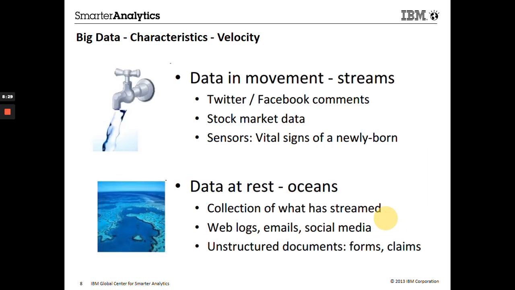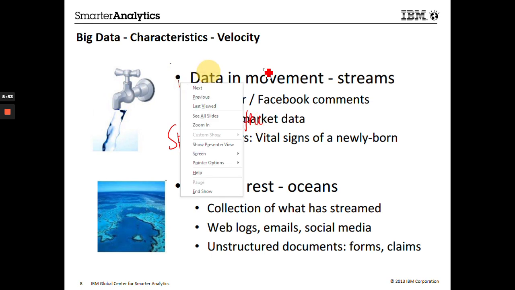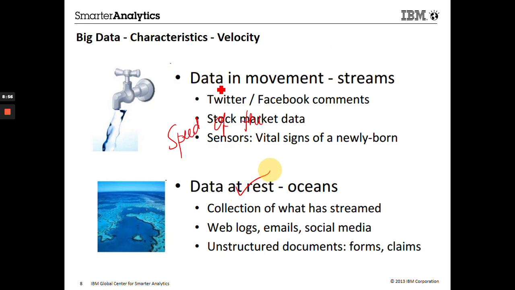Okay, the next one we have velocity. So just like what I've told you a while back, the speed of the data, or the amount of data over time produced all the time, anytime. So there are two types or characteristics of velocity, and these are data in movement and data at rest. When you say data in movement, can you see, it is moving, right? It is dynamic and it is in streams.